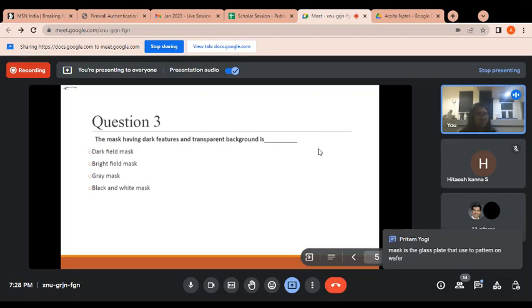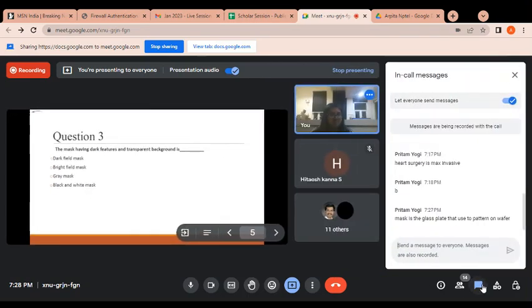Yes, Pritam Yogi, you are right. A mask is a glass plate that is used to pattern the wafer. It is useful to transfer the pattern from the mask to the photoresist.